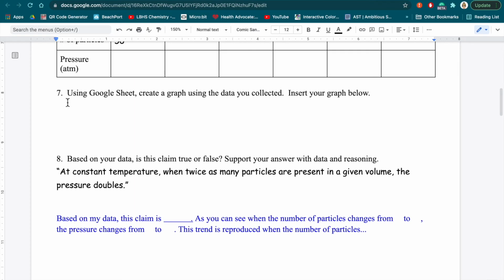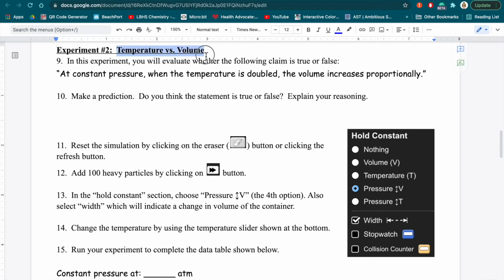You'll need to create a graph using Google Sheets. Make sure that your graph has a nice title and labels. You'll need to do it as a scatter plot with a trend line. And then experiment number 2 is temperature versus volume at constant pressure.